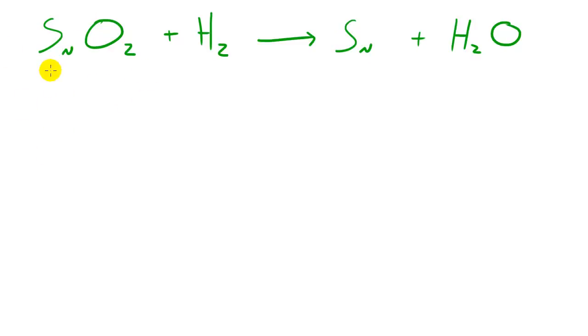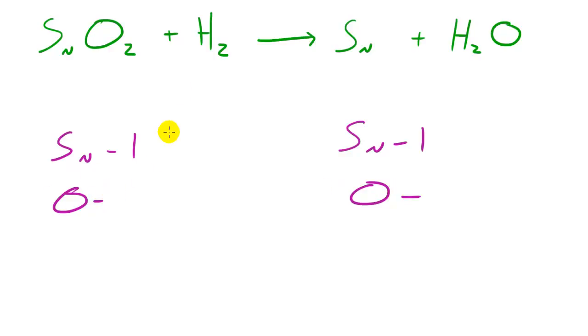Well, let's go ahead and take a look at the tin first. Sn, on the left side we have 1, and on the right side we have 1. Good to go. Now for the oxygen, let's go ahead and count these up. On the left hand side we have 2, and on the right hand side 1. Okay, something's wrong. So how can we go ahead and fix and balance this chemical reaction?